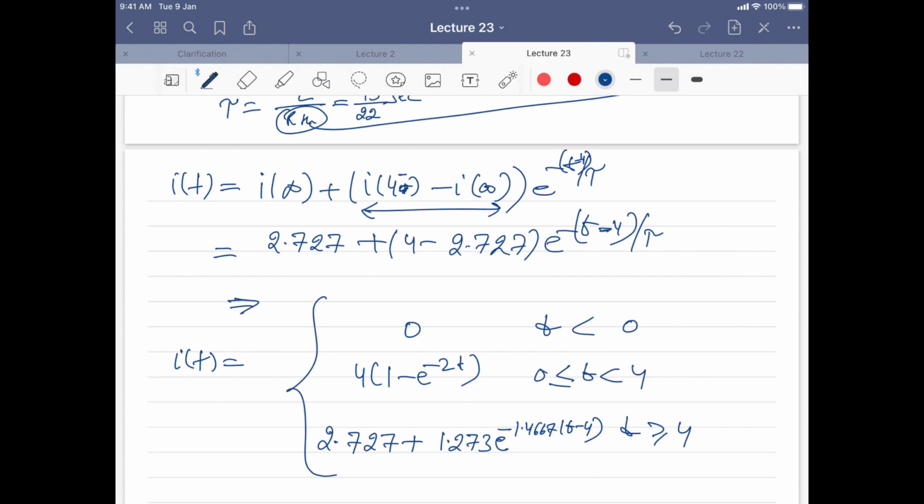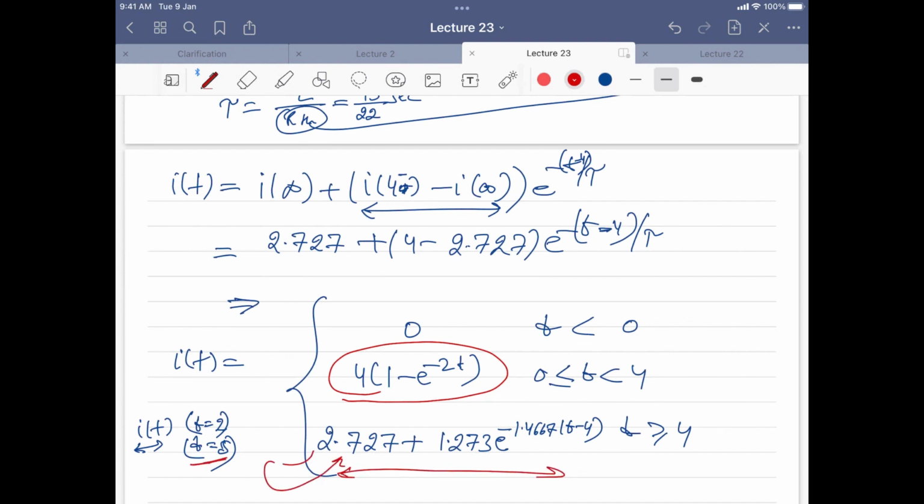In this question, what we wanted to ask you is to find IT at time t equal to 2 and at time t equal to 5. So for time t equal to 2, you will use this expression, and for time t equal to 5, you will use this expression to calculate the current. Okay. Any questions here?